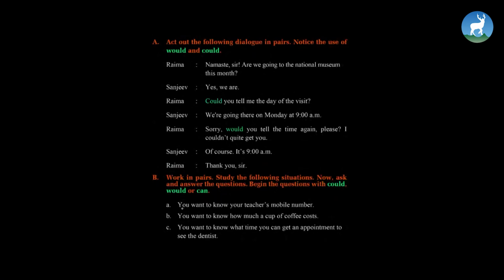Let's try with could. So you would approach the teacher and you would ask the teacher like this. Excuse me, teacher. Could you please give me your mobile number? If the teacher is okay with it, he or she would be providing you with his or her mobile number. But if they are not comfortable with sharing their mobile number with you, they might say no to you.